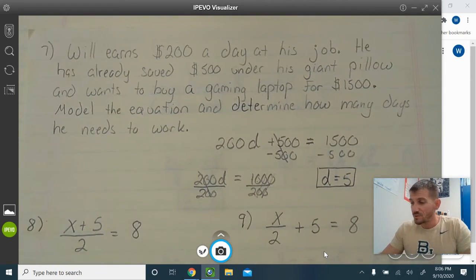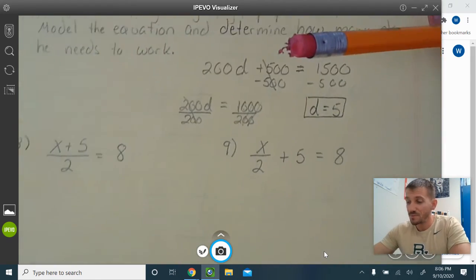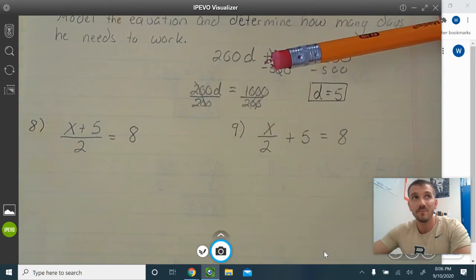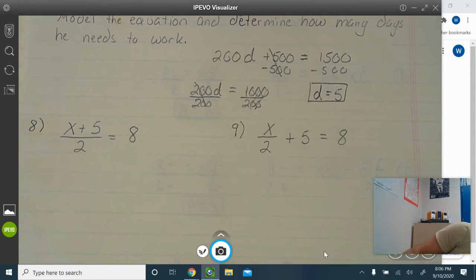Okay, last two examples I put up here simply because they get mixed up a lot from my students.